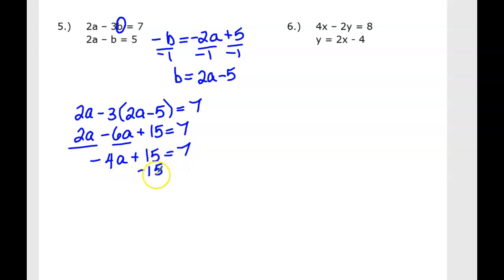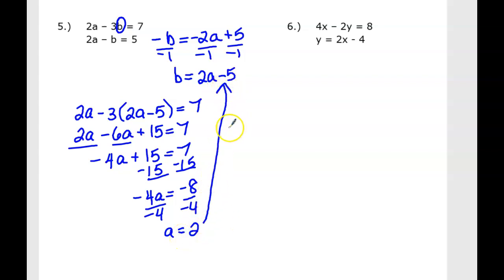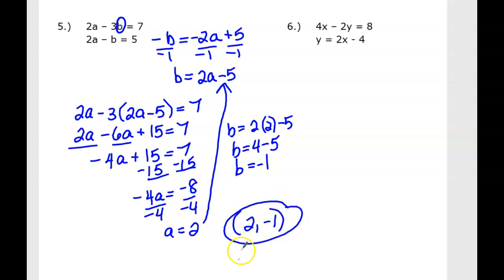And now I'm going to subtract my 15 from both sides. Negative 4A is going to be equal to a negative 8. I divide by negative 4. My A is 2. Okay, so I got my A. Now to get my B, I'm going to plug in, and B is going to be equal to 2 times 2 minus 5. B is 4 minus 5, which is -1. So my solution, I'm going to say, is 2, -1. I'm going to put my variables in alphabetical order, so I did it A, B in that case. Okay, so there's my solution.